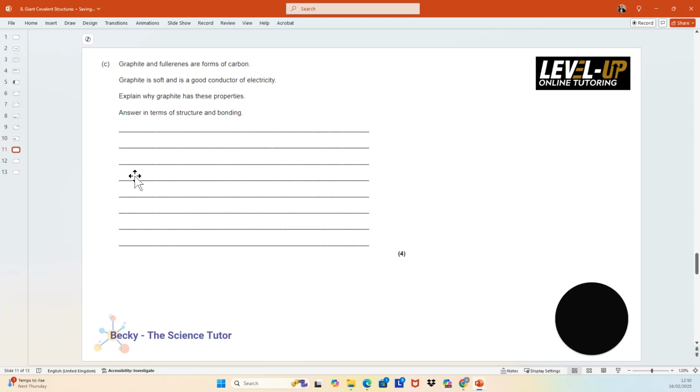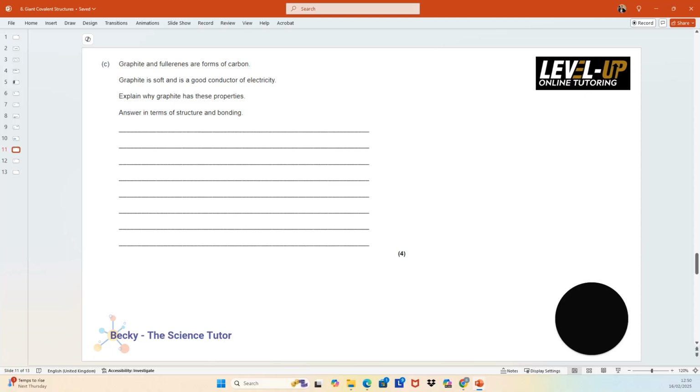Okay, so here we've got a little bit more of a sort of extended answer here. So here we've got graphite and fullerenes are forms of carbon. And it says that graphite is soft and a good conductor of electricity. Explain why graphite has these properties. So we've talked about the conductor bit already. Whoops, sorry, jumping ahead. And then let's look at why it's soft. So answer in terms of structure and bonding.